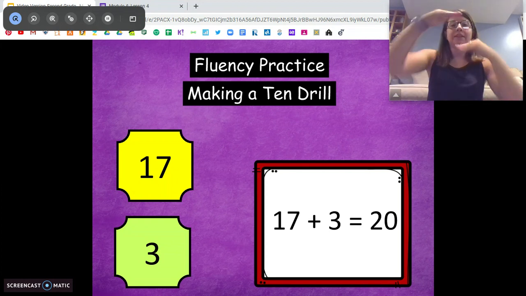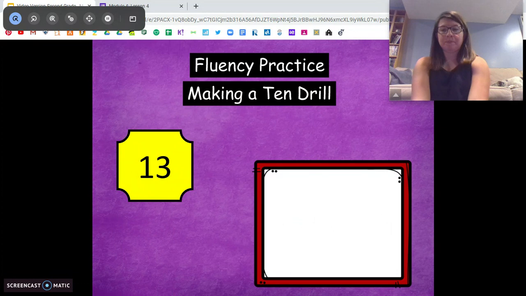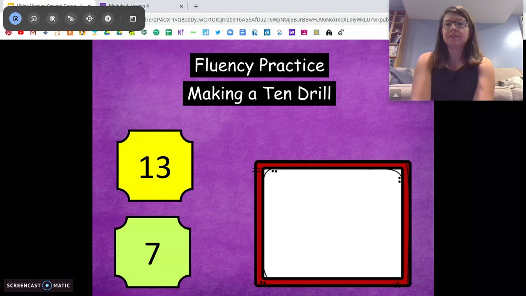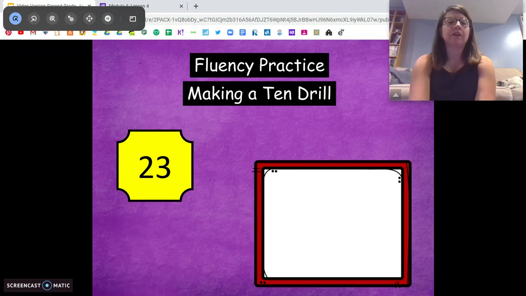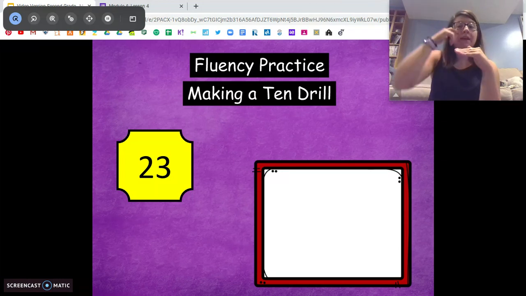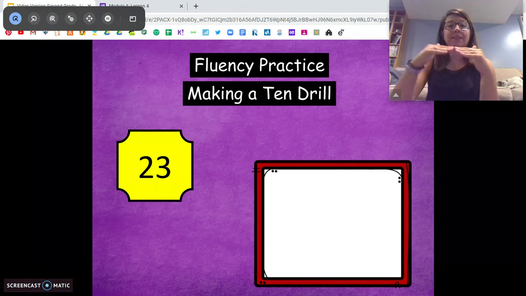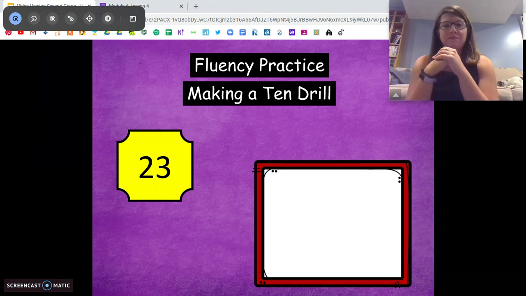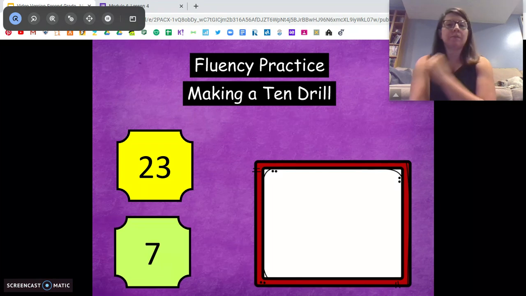We're at 17. We're going to the next 10. All right, try this one. We're at 13. We have to get to the next 10. How many do we need? 7, very good. And what's the number sentence? 13 plus 7 is 20. Very good. Good job not going down. Okay, again, don't go down. You're going to go up to the next 10. We're at 23. How many more do we need to get to the next 10? 30. 7. Awesome. What's that number sentence?